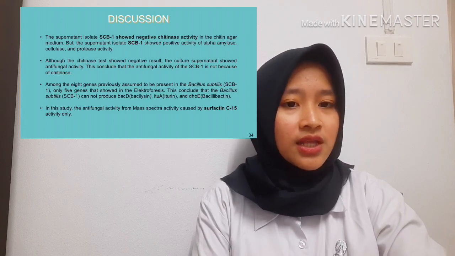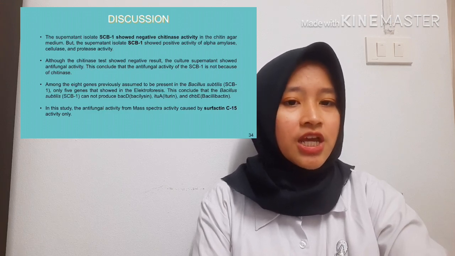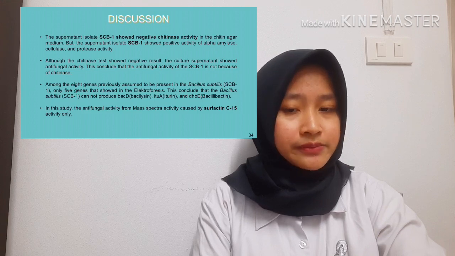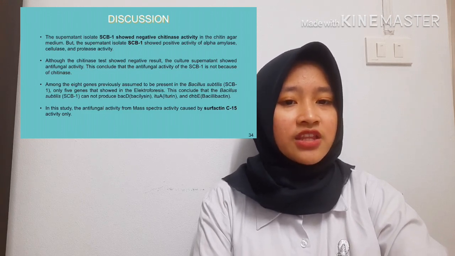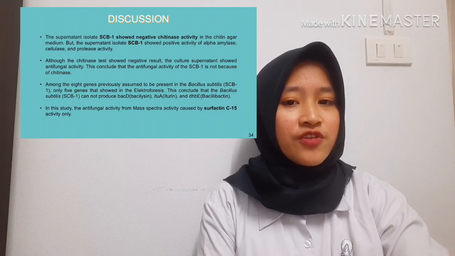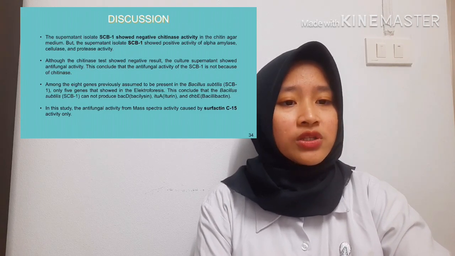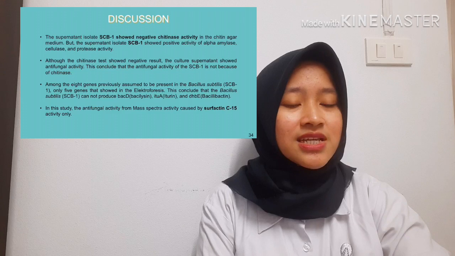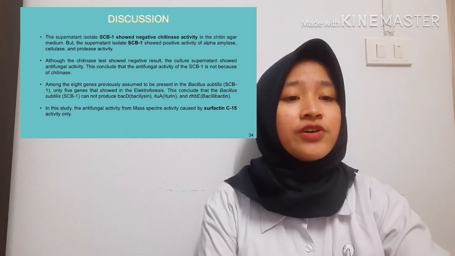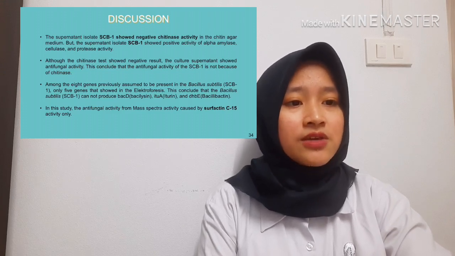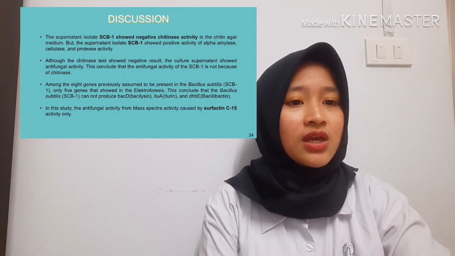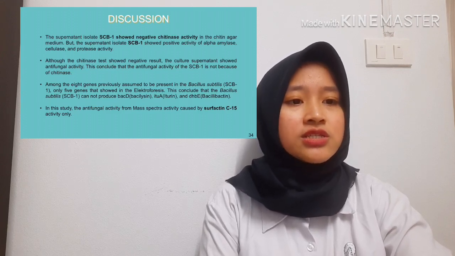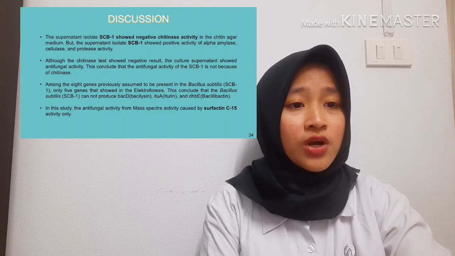This concludes that the Bacillus subtilis SCB-1 strain cannot produce bacillicin, iturin, and bacillibactin. In this study, the antifungal activity from mass spectra analysis is caused by surfactin C15 only. Among the 3 well-known isoforms C13, C14, and C15 surfactin, the C15 surfactin has been reported to show the highest surface activity. The surfactin activity could disrupt the membrane stability of fungal pathogens.